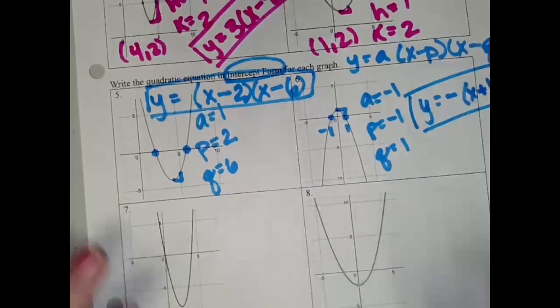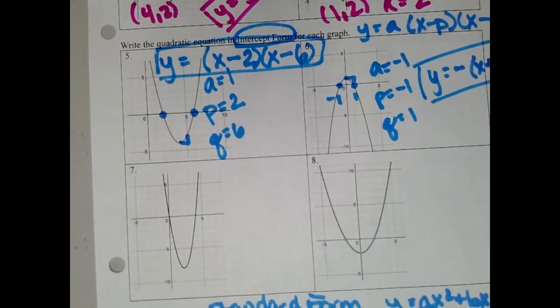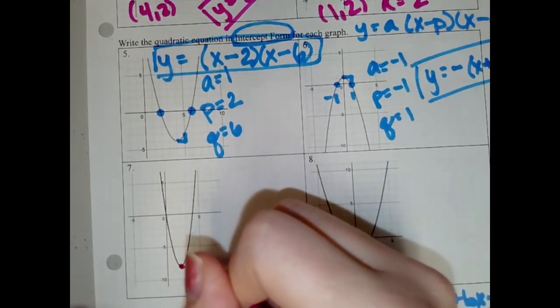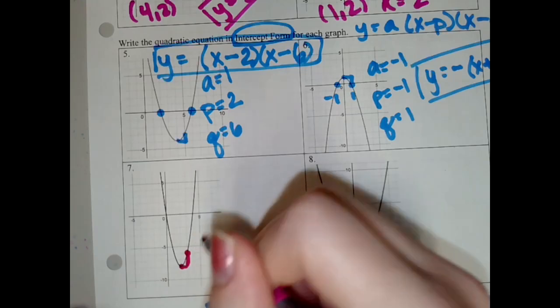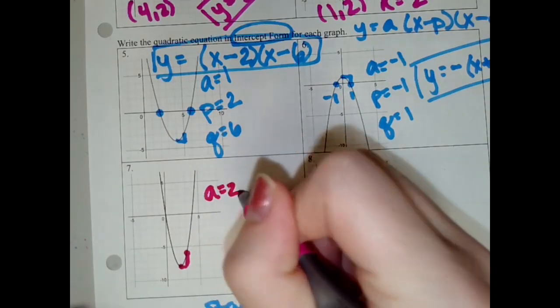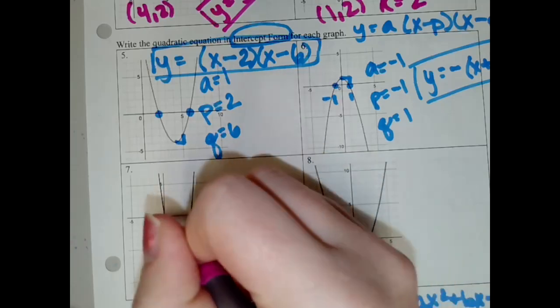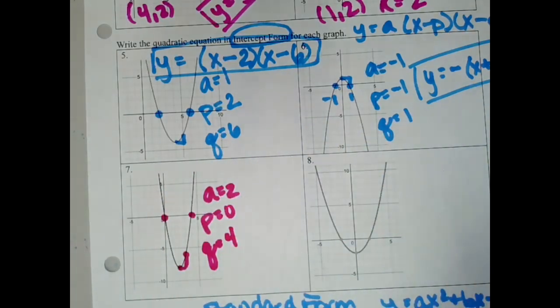Let's take a look at this one. For this next one, we are still doing intercept form, taking a look at A. So from the vertex, to get from this point, so right 1 to this point, up 2, so A equals a positive 2. P and Q, P appears to be 0, and Q appears to be 4.